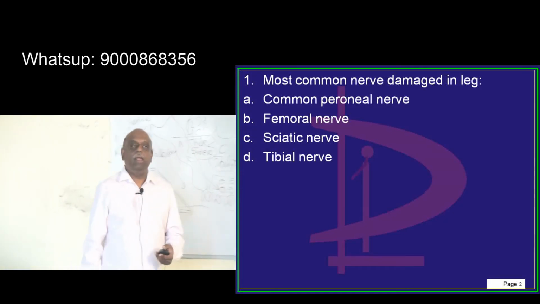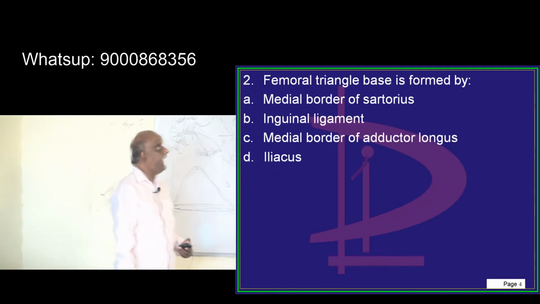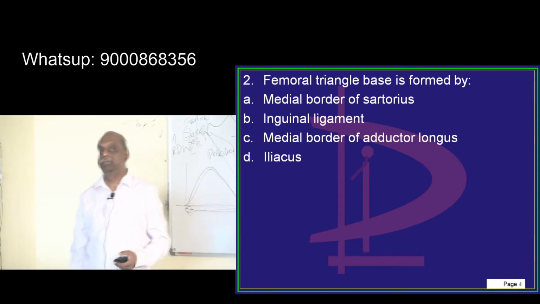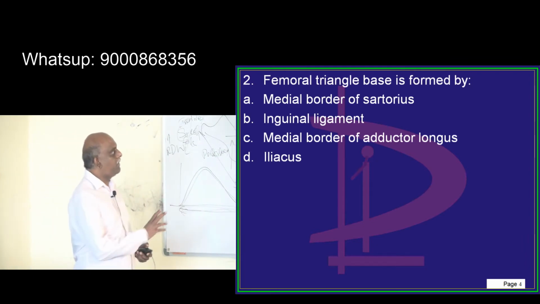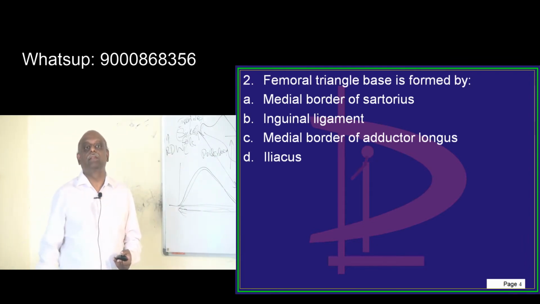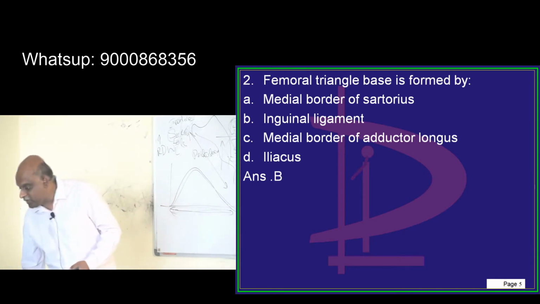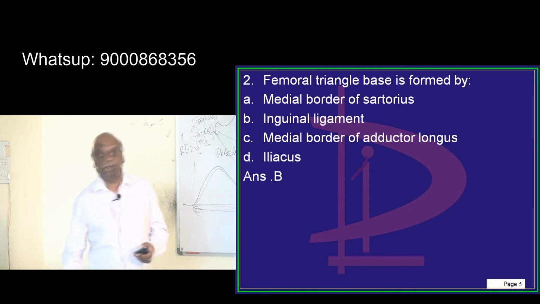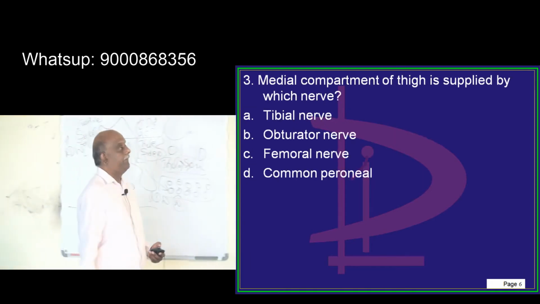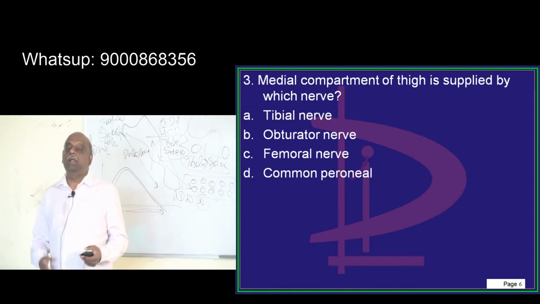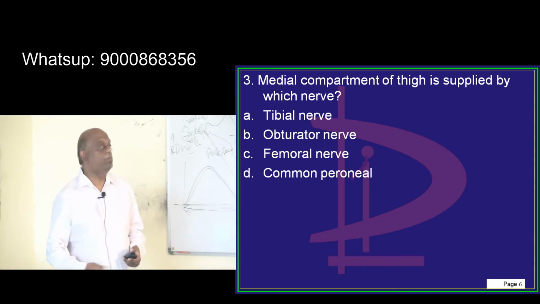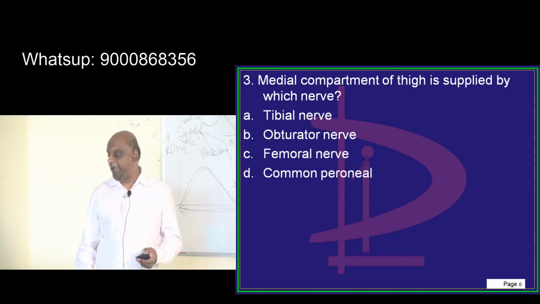The most common nerve damaged in the leg is the common peroneal nerve. The base of the femoral triangle is basically formed by the inguinal ligament, is what you have to remember. What is the nerve supply of the medial compartment of the thigh?